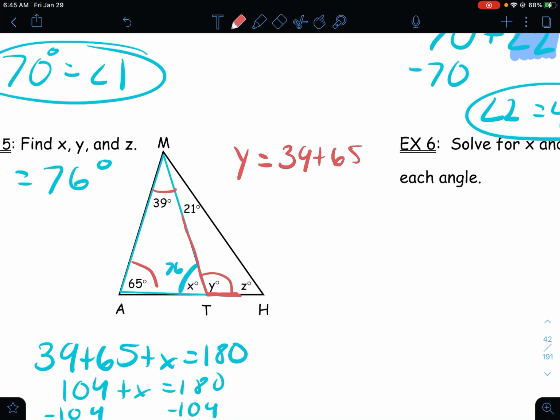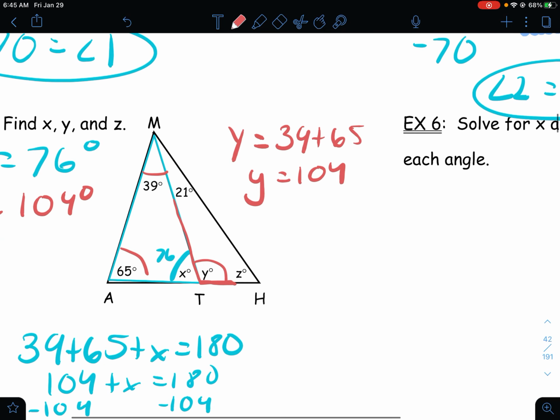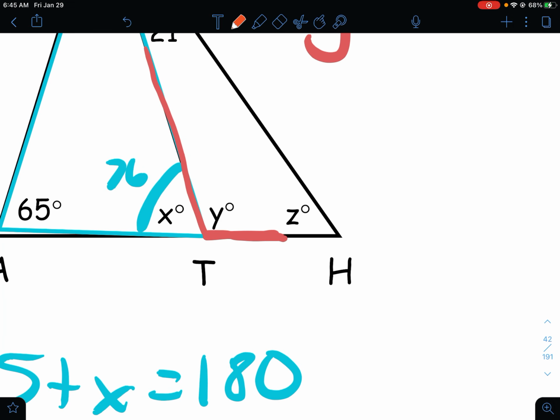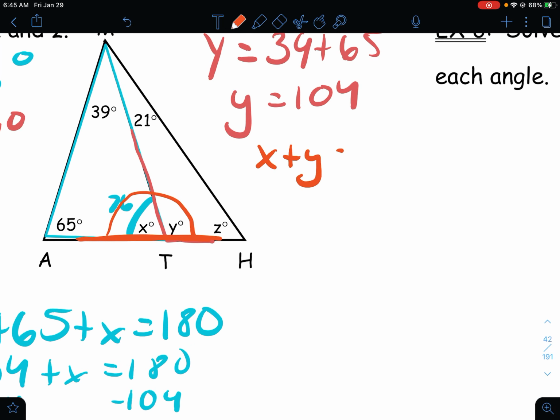And let's see, 39 plus 65 is going to give us 104. So we got that y is equal to 104 degrees. Now I'm going to show you another way you can do this. If you look, we know what x is. And x and y make up a 180 degree angle. So that means, right, they make up that straight angle. So if they make up that straight angle, that means that their sum has to be equal to 180. So we could say that x plus y has to equal 180 because they make that straight angle.